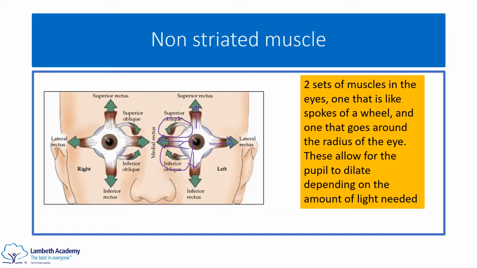Now with this, these involuntarily allow the pupil to dilate so that it can either let in more light or less light depending on how it's needed. So these two muscles will work together. As one contracts, the other one will relax, and that allows the pupil to just work its magic and let light in as it sees fit.